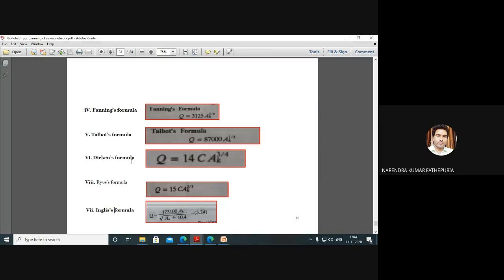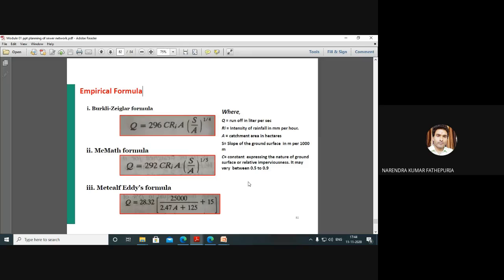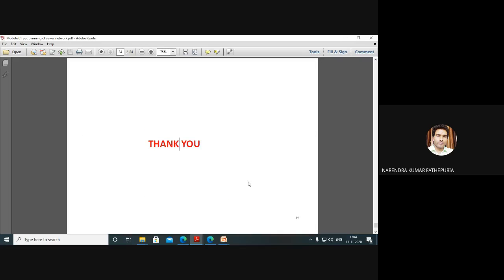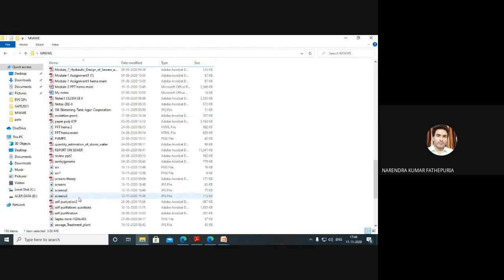Ignition formula is also used, Dickens formula. So by seeing all those formulas, you see that Q is directly proportional to R, I and A, and inversely proportional to area. These are all those things for it.